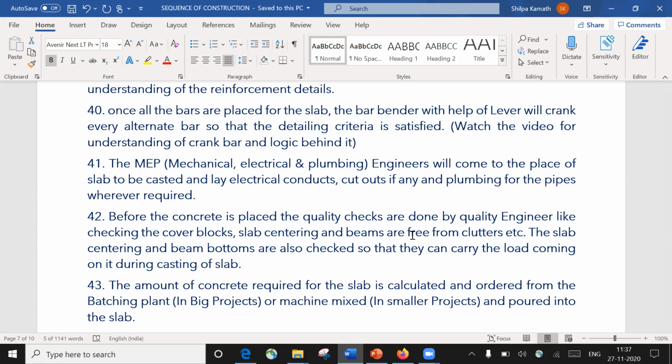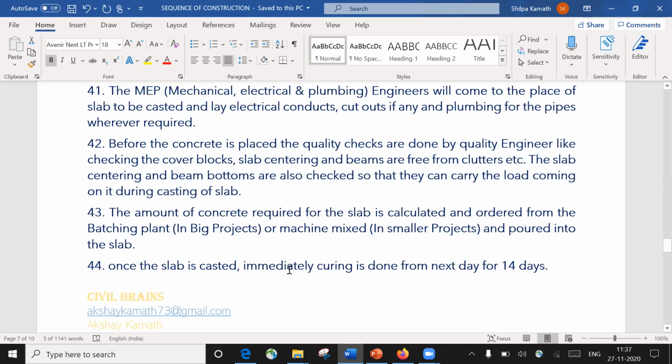So this is what we practice nowadays. We first apply oil to all the shuttering plates and centering plates. After that, we put a polythene sheet, and over the polythene sheet we are going to keep this carpet, right? You get a carpet in the market, I don't know what you call that. Over that we are going to lay the reinforcement, and over that we are going to do the concreting. So this is the usual practice we follow these days.